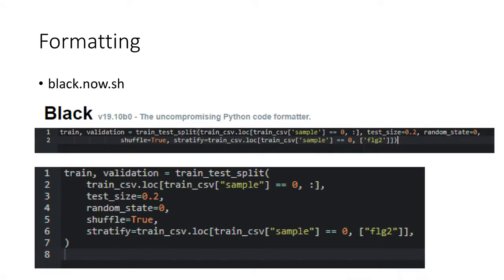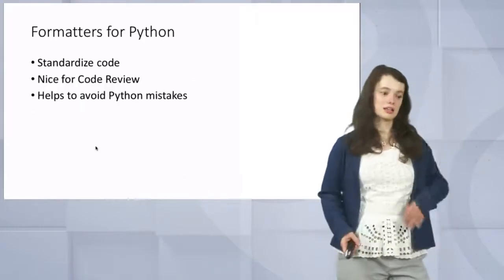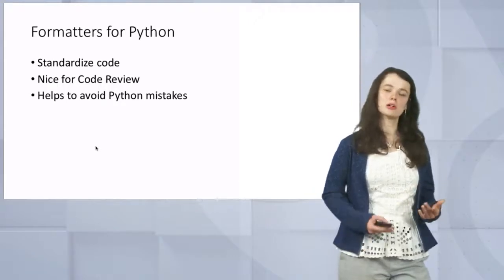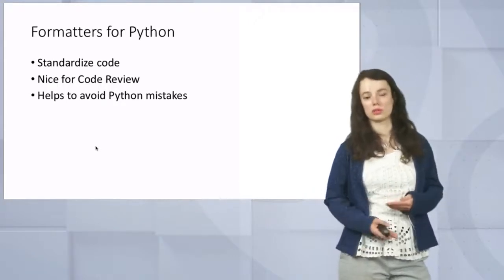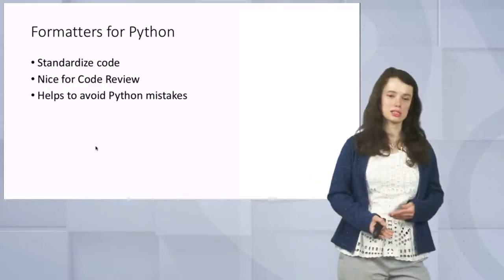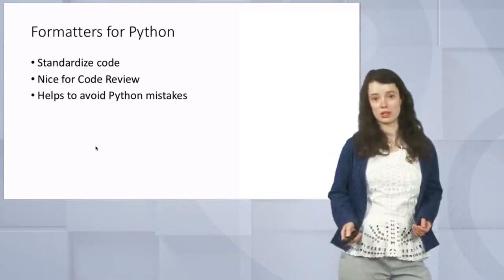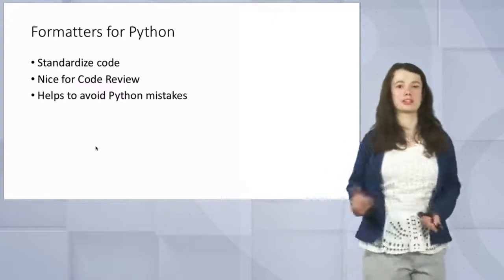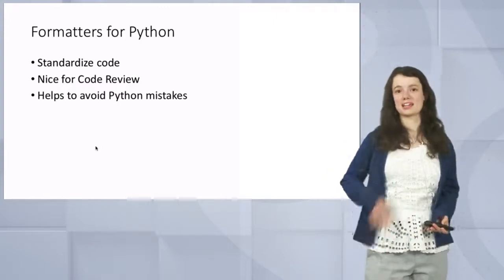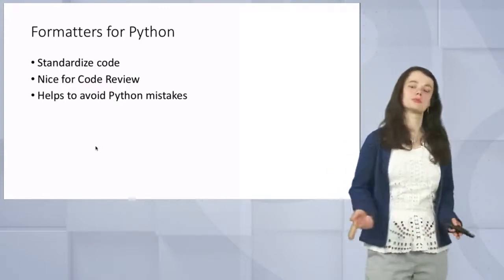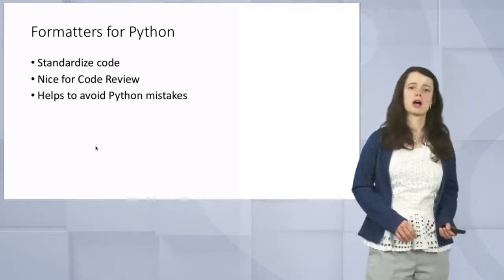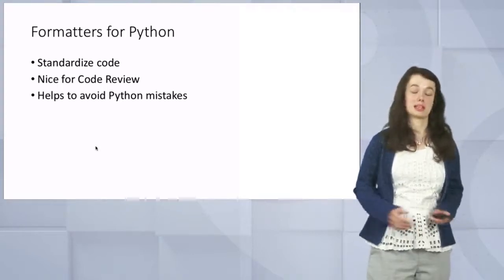You may install it via pip, and there's also a site on which you can test this library called black.now.sh. And this library is a so-called auto-formatter. So it automatically formats your code. Auto-formatting helps you to standardize your code, to make nicer code reviews, and also helps you to avoid some bad Python mistakes.